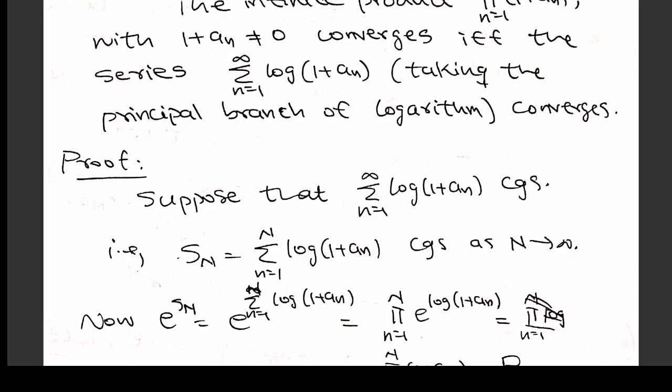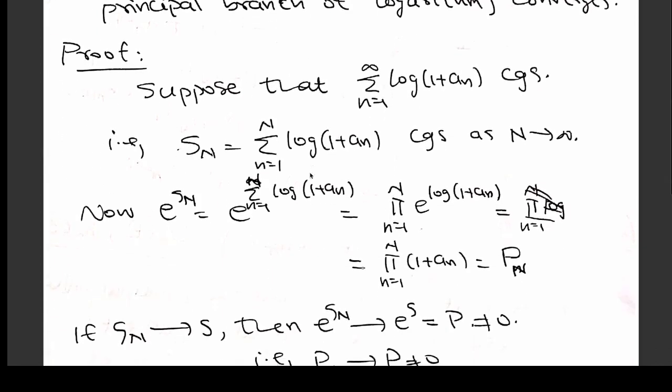Now here is a very important theorem. The convergence of the infinite product from n equal to 1 to infinity of 1 plus an, with each 1 plus an non-zero, is equivalent to the convergence of the series with nth term log of 1 plus an. Here we are taking the principal branch of the logarithm for each term. So this is the necessary and sufficient condition. The importance is that the question of convergence of a product is converted to the much more familiar question of convergence of a series. Now we prove it very easily.